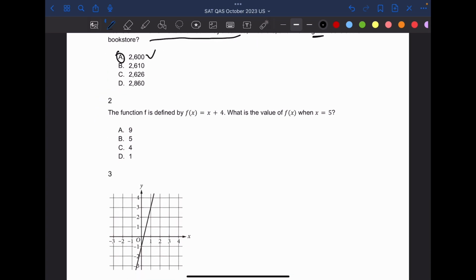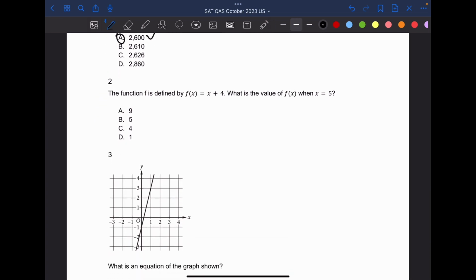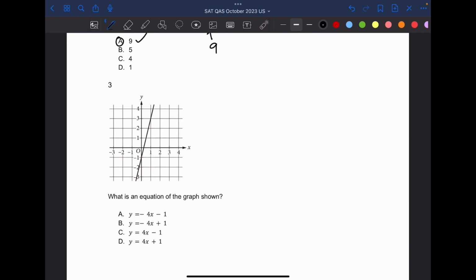Question number 2. The function f is defined by f of x is equal to x plus 4. What is the value of f of x when x is equal to 5? So this is as easy as it sounds. When x is 5, plug this 5 in. So what is 5 plus 4? The answer is 9. So pretty simple once again, very easy.